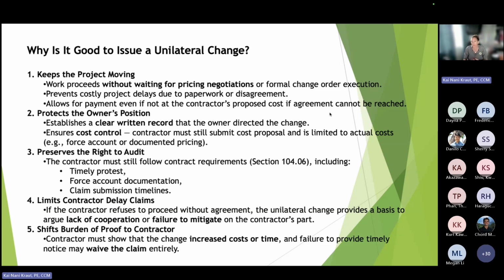If we're not getting it in writing, we have to do a unilateral. We have to do something. Inaction starts to waive our rights and is a detriment to the entire state. Now, it protects the owner's position.